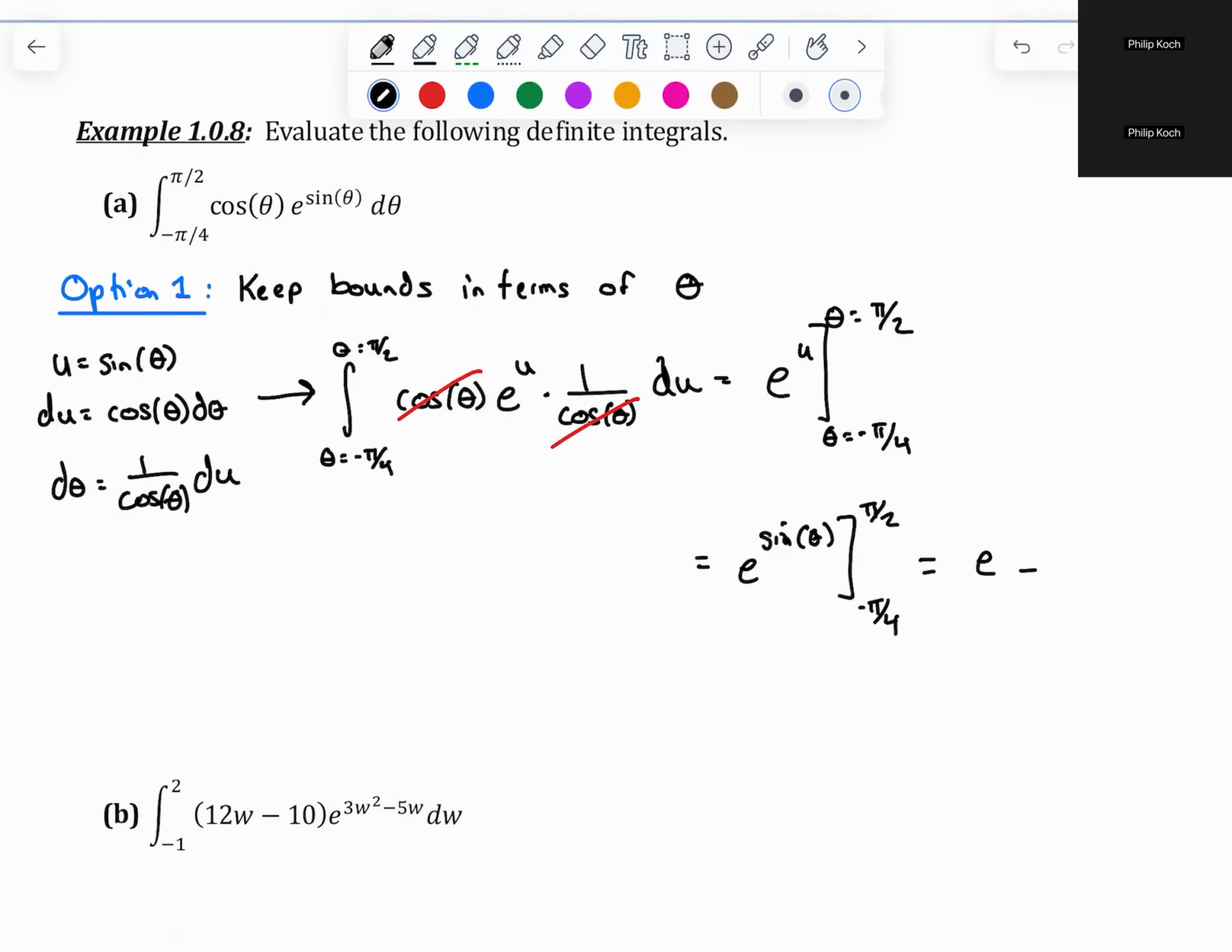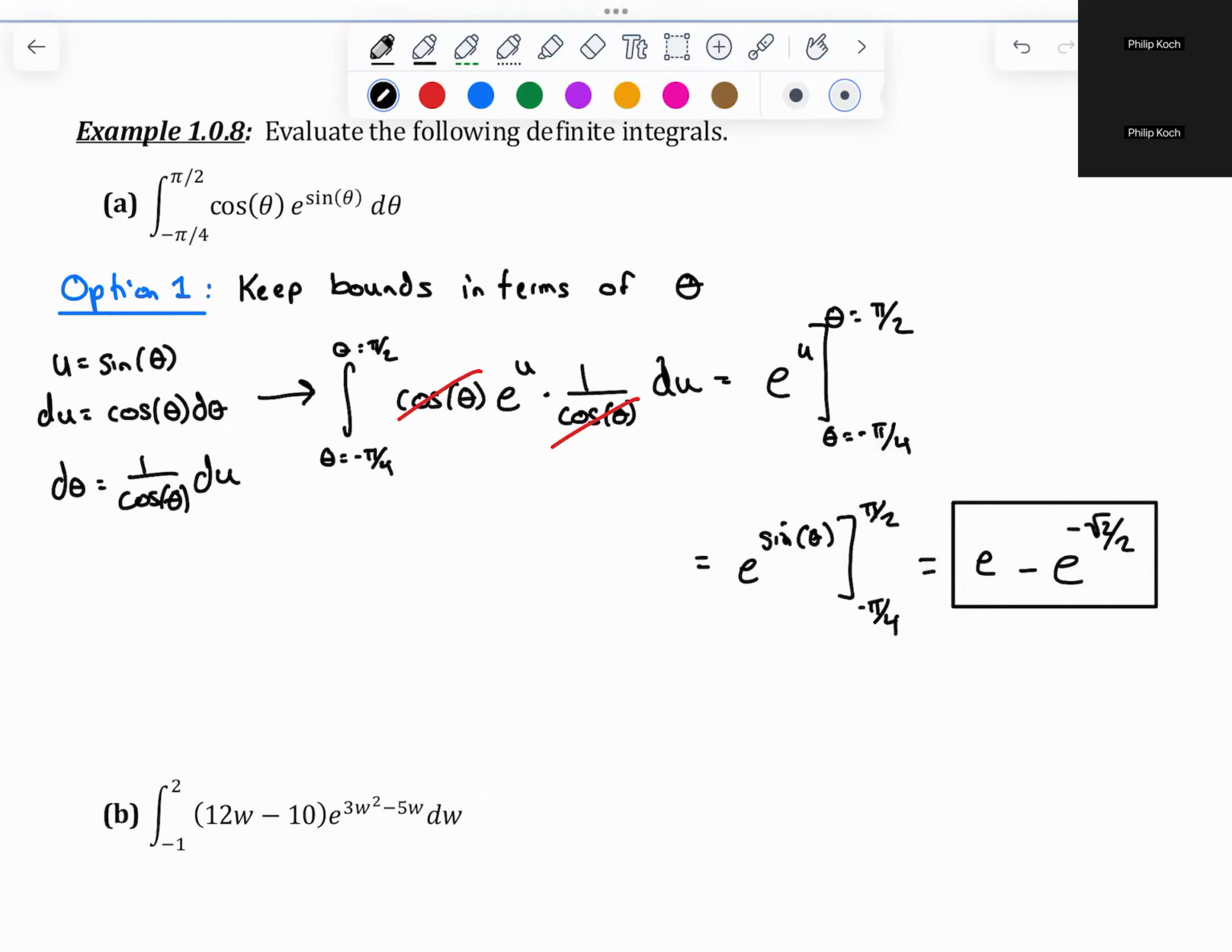That's going to be in the fourth quadrant. Is sine positive or negative there? Negative. Good job. We all know where it is. Yes, sine is negative in the fourth quadrant, and the reference angle being pi over 4, that'd be square root 2 over 2. So it's e to the negative square root 2 over 2. And that is our answer.